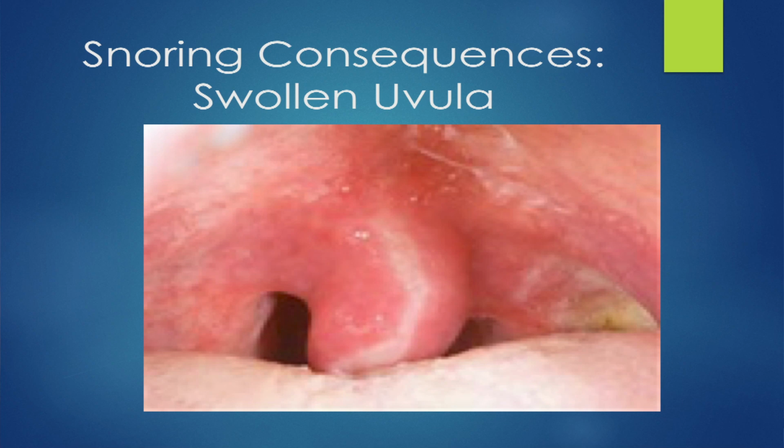The presence of a swollen uvula may not indicate an upper respiratory infection. This could be a risk factor for sleep-disordered breathing. The vibration of snoring also can cause the uvula to become edematous. So don't let this fool you.